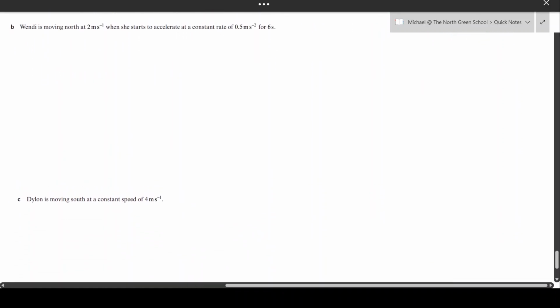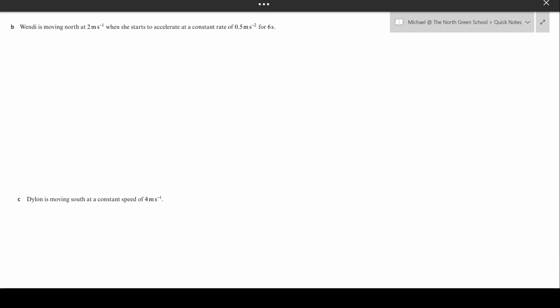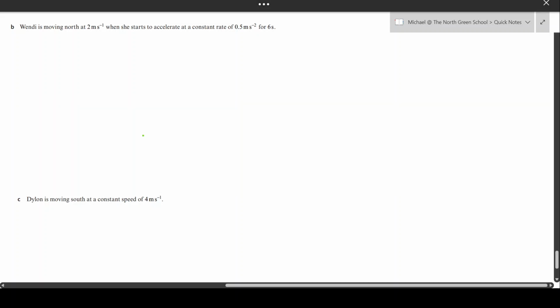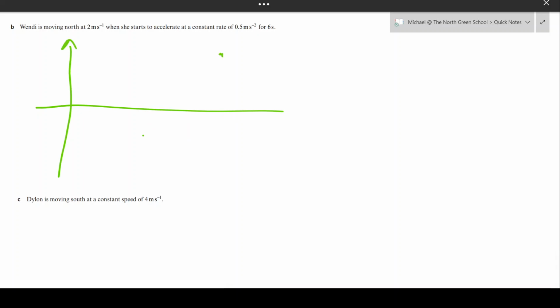Next: D is moving north at 2 meters per second when she starts to accelerate at a constant rate of 0.5 meters per second squared for 6 seconds. Now we have to be careful with this. When D is moving north, she should be up here, moving north at 2 meters per second. That means at time 0, she already has a certain velocity. She's not at velocity 0. At time 0, she was already at 2 meters per second. She had already started moving north at 2 meters per second when we found her. So we're not starting her off at 0.